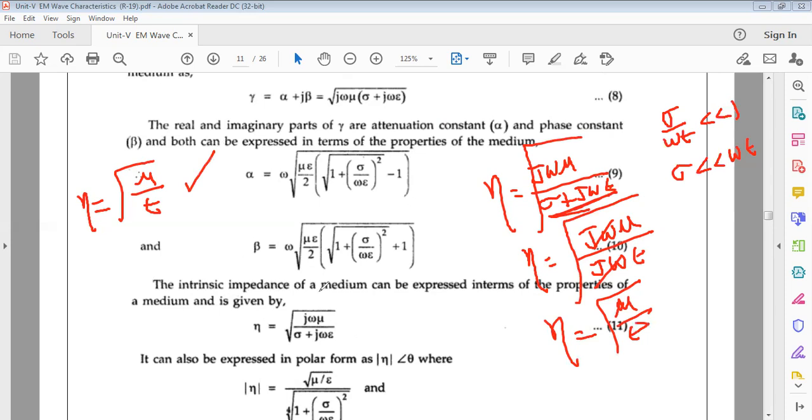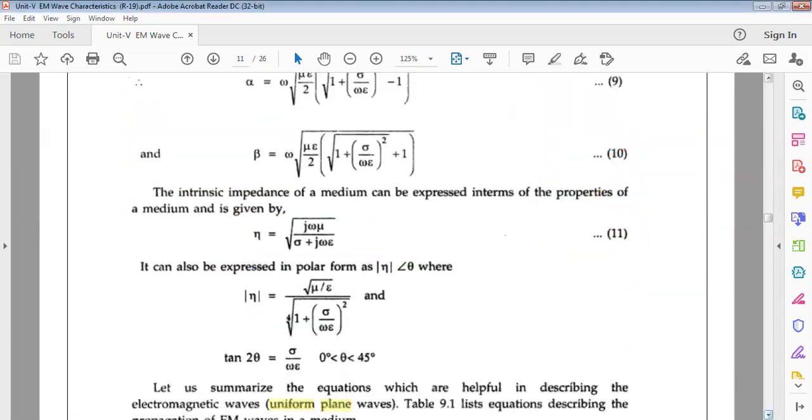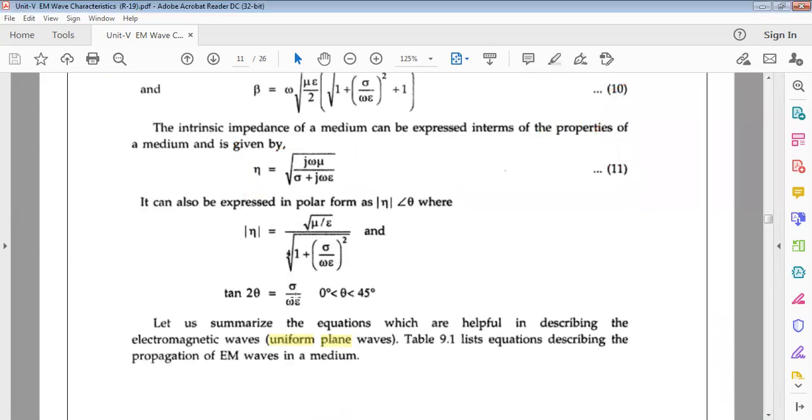So the intrinsic impedance of a medium can be expressed in terms of the properties of the medium, given by eta is equal to j omega mu over sigma plus j omega epsilon. Got it, my students? And when it is a perfect dielectric, sigma by omega epsilon is very, very much less than 1. Neglecting this term, under root of 1, and eta is equal to under root of mu by epsilon. Got it, my students?